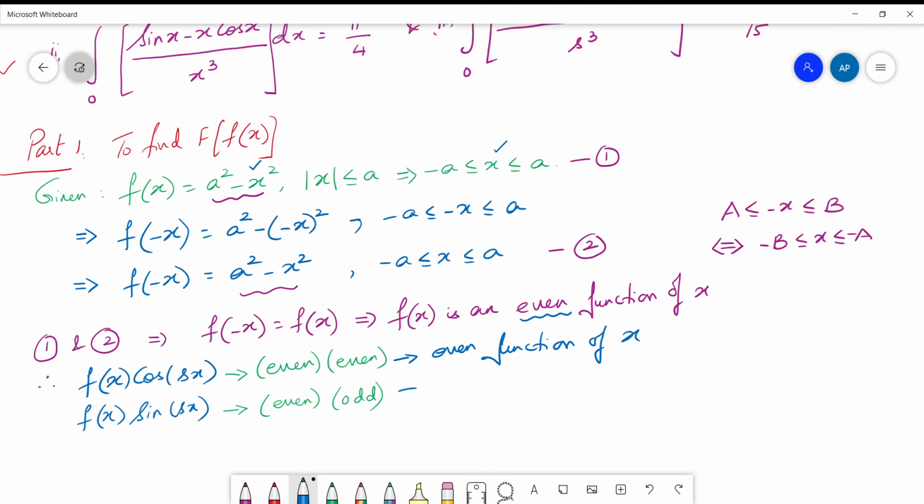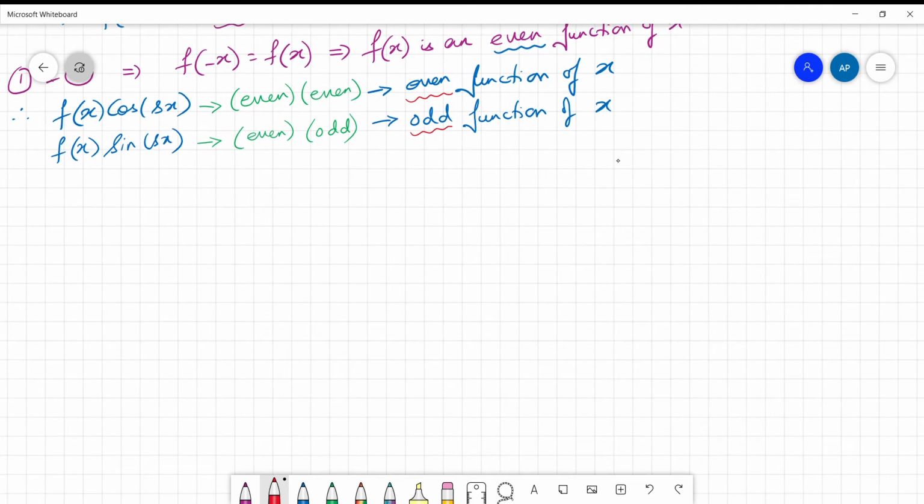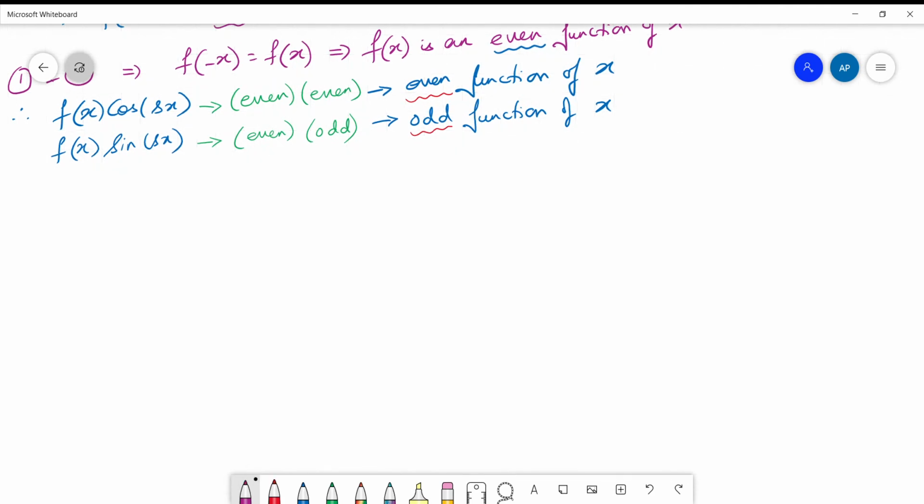And therefore the product of even and odd is again an odd function of x. So we have found now the nature of not just f of x but also the nature of f of x cos and f of x sin. Now using this we shall go ahead with the definition. So we shall start with the definition.